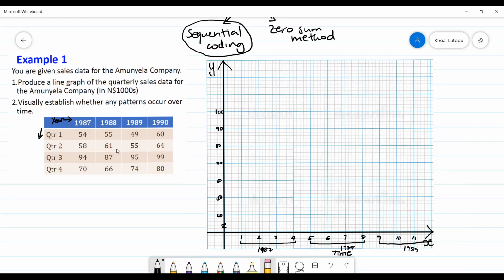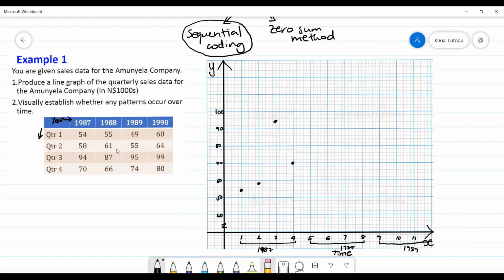So 1987, the first quarter, we got 54. We just plot the point there. Then in our second quarter, we have 58. So this is 58 over here. Then our third quarter, we got 94. And then our fourth quarter, we got 70,000.